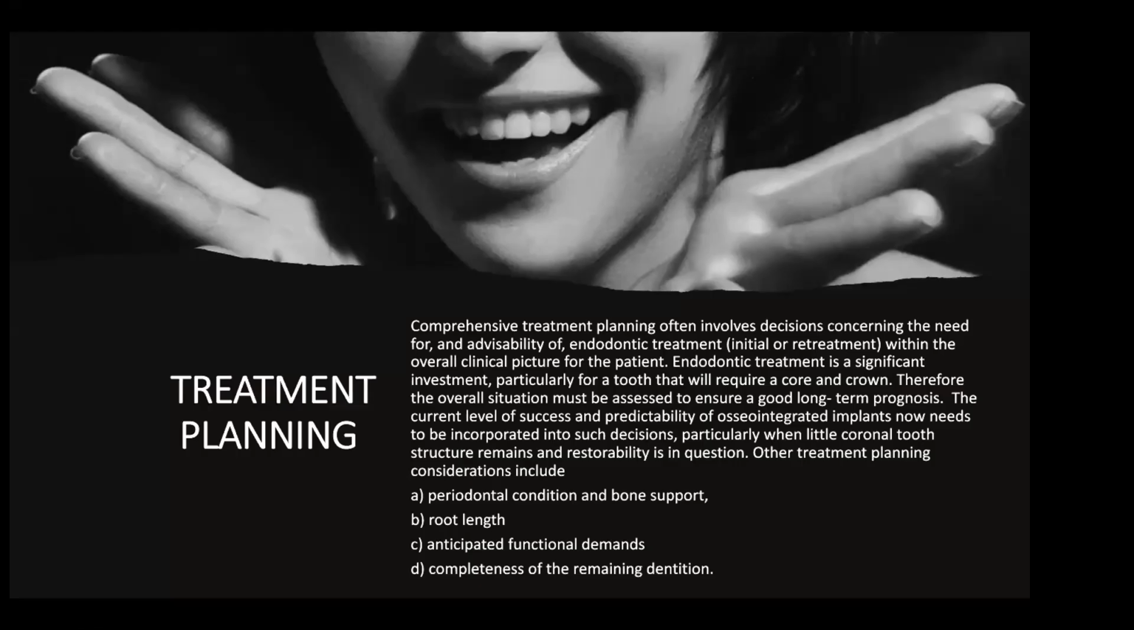Okay, now treatment planning. This is the most important part before we do anything to the tooth, whether it's already endo restored or we're about to do an endo on it. Treatment planning is the most important thing. So we have to assess the overall situation of the tooth, how much tooth structure we have left, and if whatever treatment we're going to do is going to have a good long-term prognosis. So we have to make the decision based on what's the periodontal condition and bone support, what is the root length, what is the anticipated functional demand, and the completeness of the remaining dentition, which means do we have adjacent teeth or not?